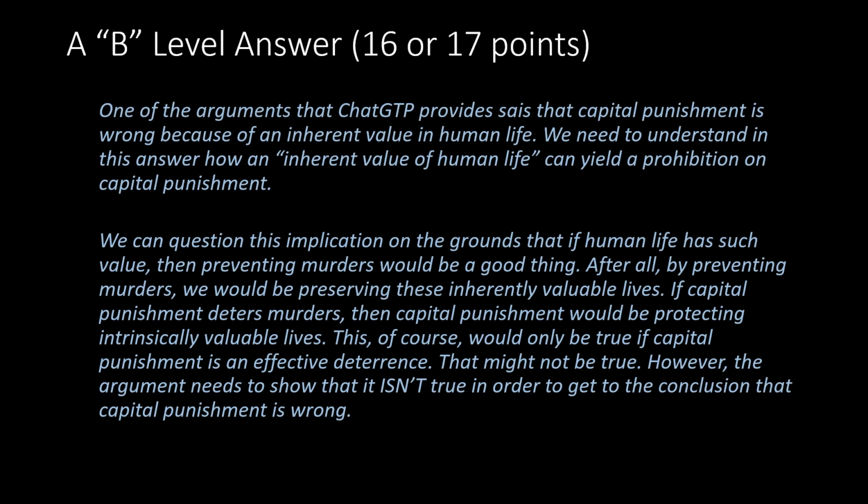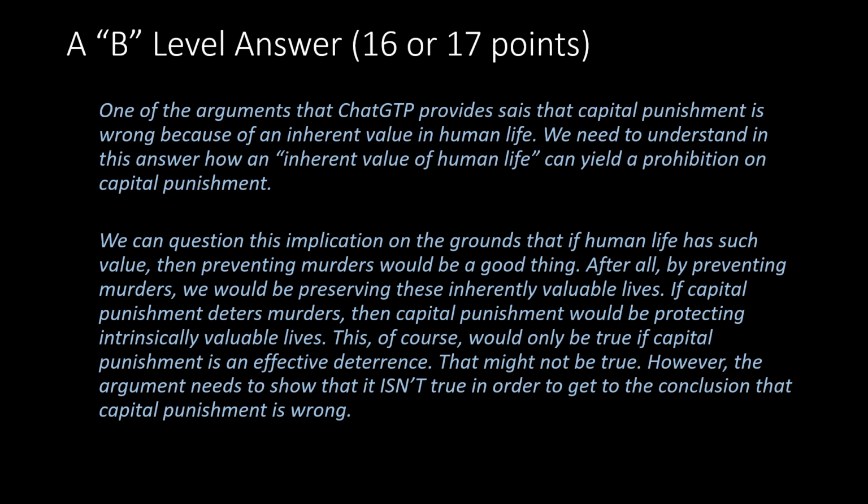Now, a B-level answer, something that's worth 16 or 17 points, would look something like the following. Quote, one of the arguments that ChatGPT provides says that capital punishment is wrong because of an inherent value in human life. We need to understand in this answer how an inherent value in human life can yield a prohibition on capital punishment. We can question this implication on the grounds that if human life has such value, then preventing murders would be a good thing.